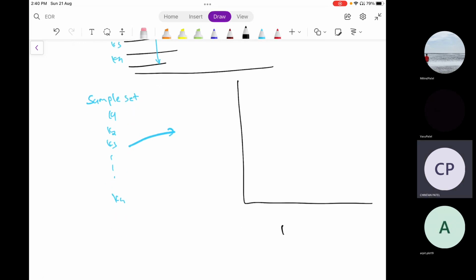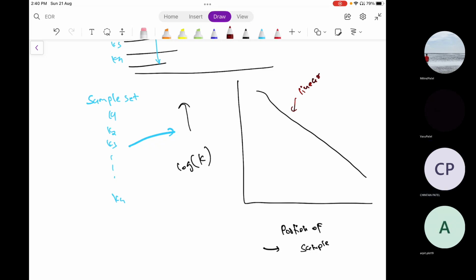We are going to plot portion of sample versus permeability. So this is the log permeability and this is the portion of sample. Let's say this gives me a linear trend, and we have values here from 0 to 100. What we are going to do is take the median value as well as this particular value. Based on experiment, they decided it is 84.1.